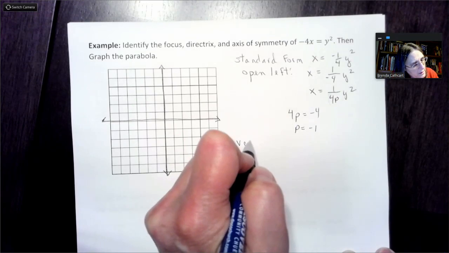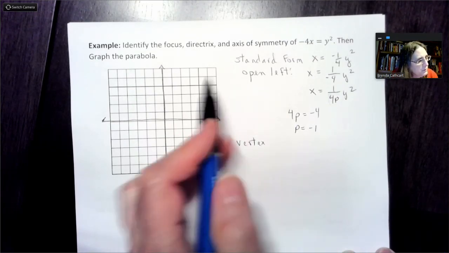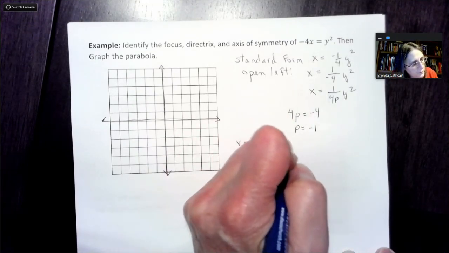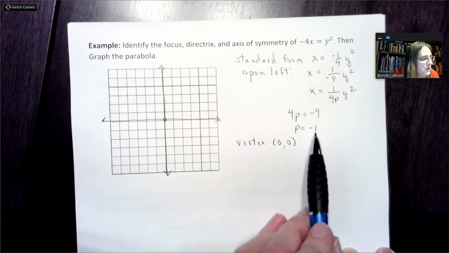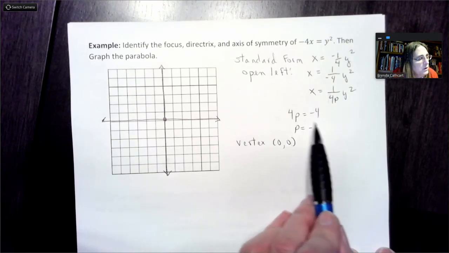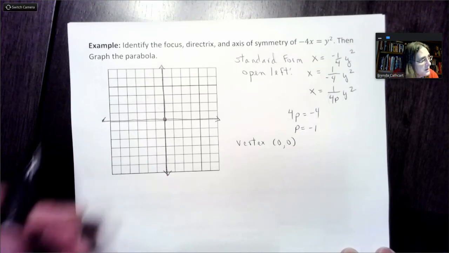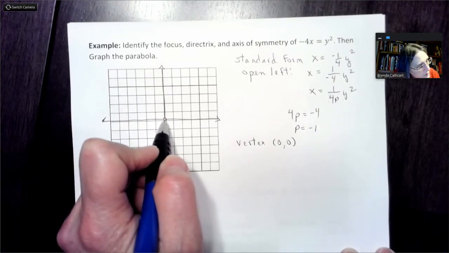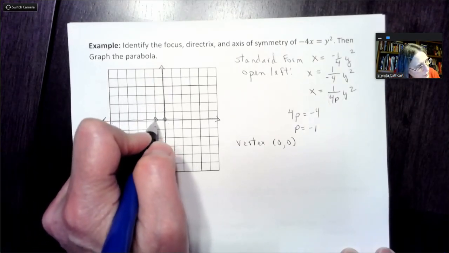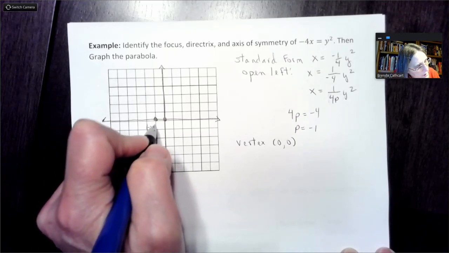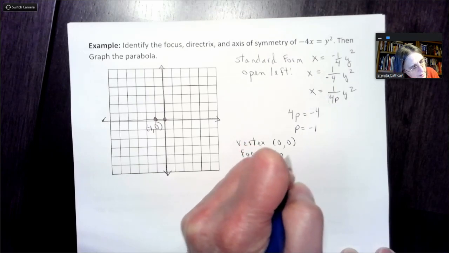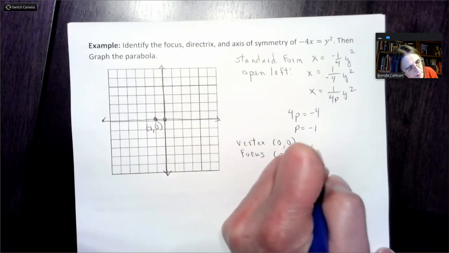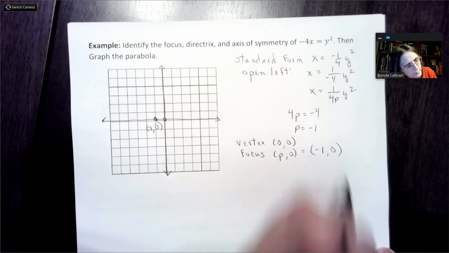We know what our vertex is. It says our vertex is going to be at the origin when it's in this form. Okay, so here's our vertex. We know that our focus is negative 1 unit away from the vertex. So our focus is going to be moving to the left 1 unit. So our focus is going to be at p, 0, which is negative 1, 0.